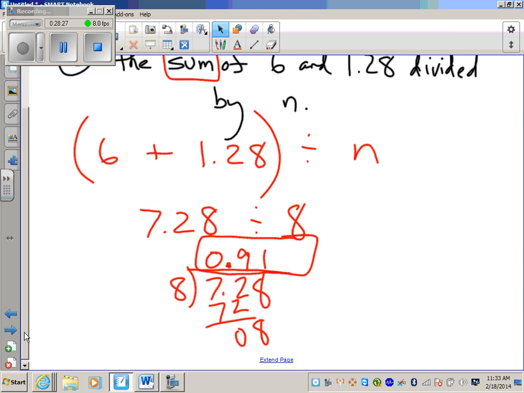A couple of the guys got the 91 hundredths. Anyone else get it? Got it? Oh, you used 5. But you had it set up. You were going to do that. Okay, good. Catch.